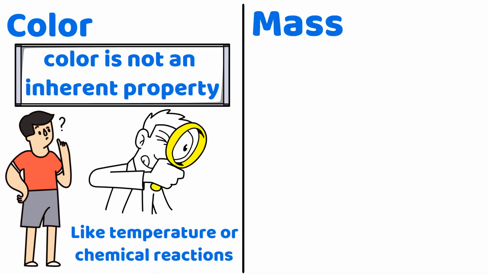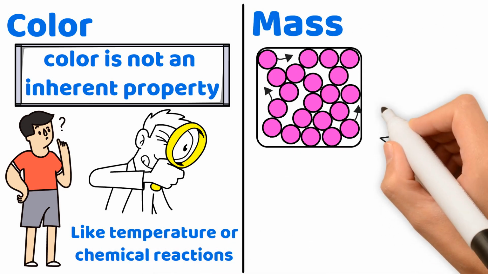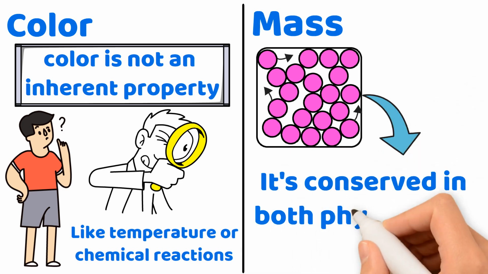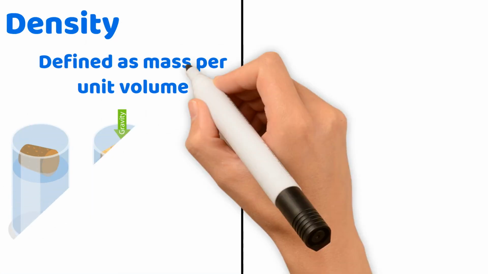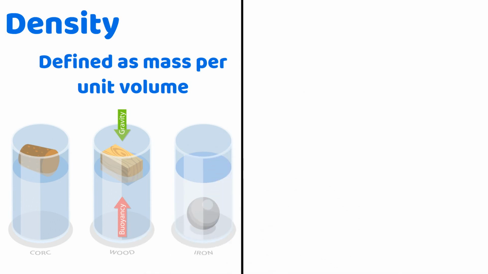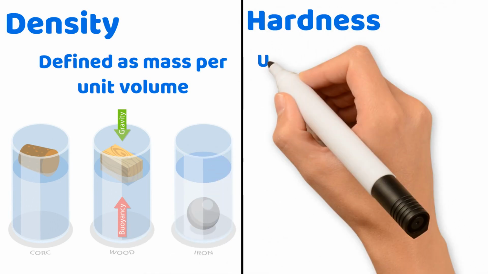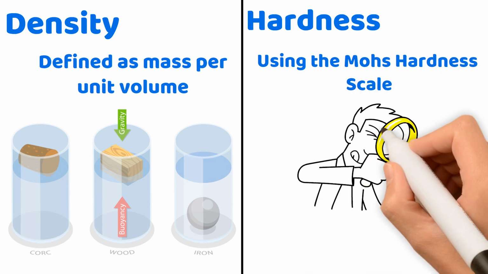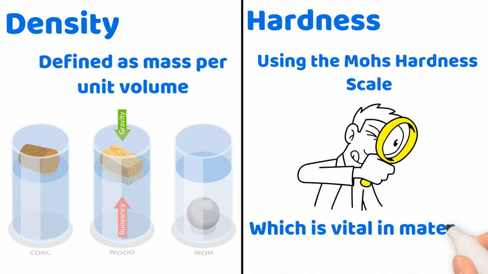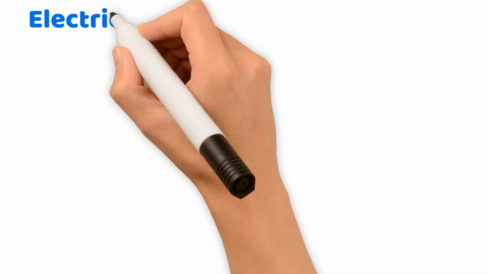Mass. A measure of the amount of matter in an object, crucial because it's conserved in both physical and chemical changes. Density. Defined as mass per unit volume, density helps predict whether an object will float or sink in another substance. Hardness. Using the Mohs hardness scale, we can determine the resistance of a material to deformation, which is vital in material selection. Electrical and thermal conductivity.